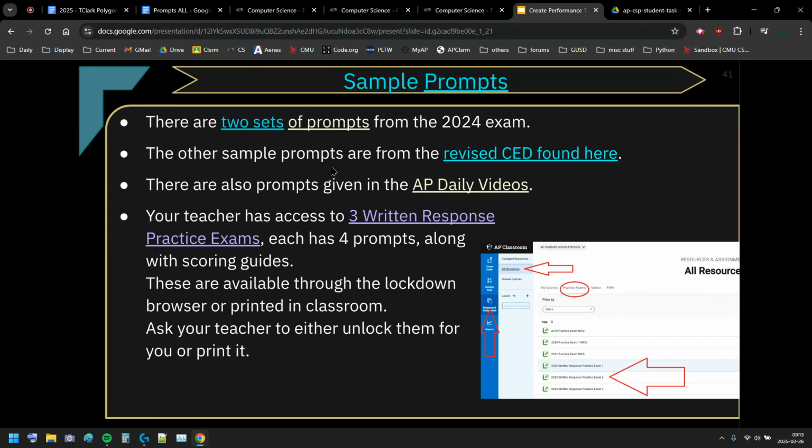And like I said, the best way to practice in these next 2 weeks before the exam is to just write out the answers. You are given a bunch of prompts that are released or were given to some teachers or were in the videos. There's also access in the AP Classroom. If you log into your AP Classroom, there's 3 response practice exams there. So there's extra prompts for you to practice. So if you don't have access to it, ask your teacher to unlock these written response practice exams on the AP exam.